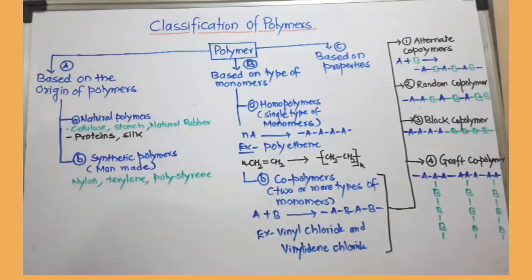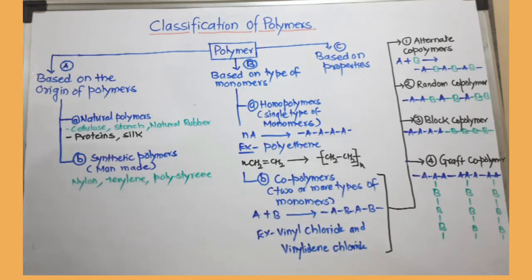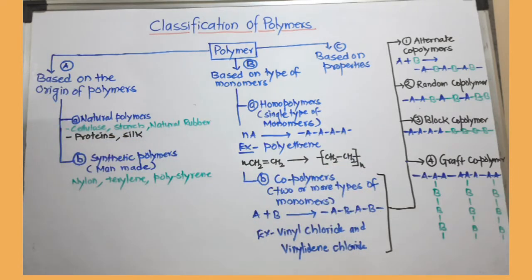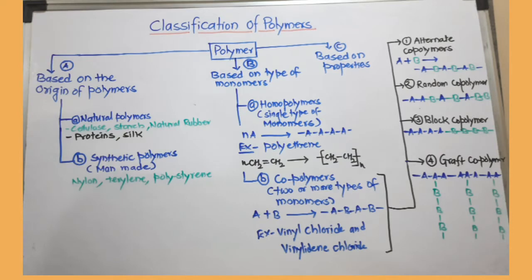Another is copolymer, a very popular class. Here we are using two or more types of monomers. I have taken two here, or you may take A, B, C, a third type of monomer, and you can join them together to form a copolymer. Example is vinyl chloride and vinylidene chloride. Now the important part is that these copolymers are further divided into four classes.